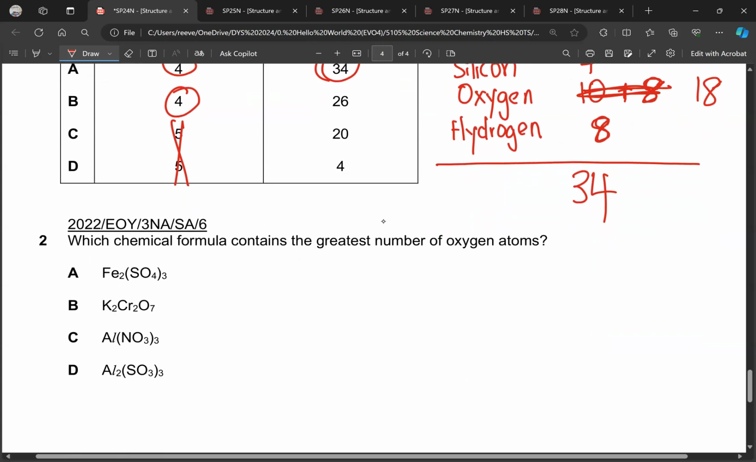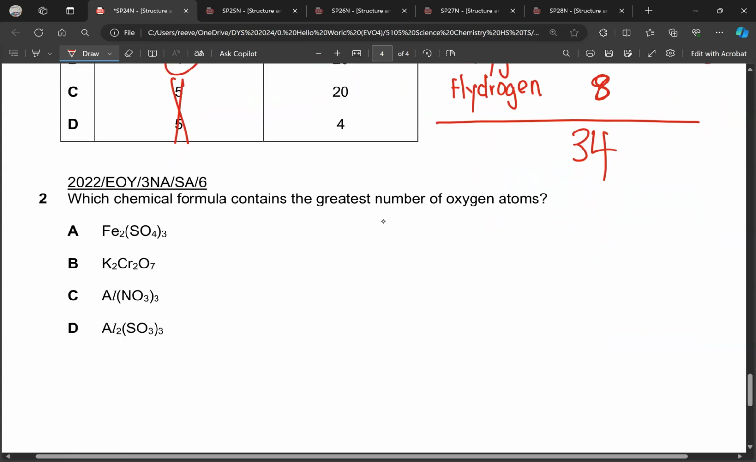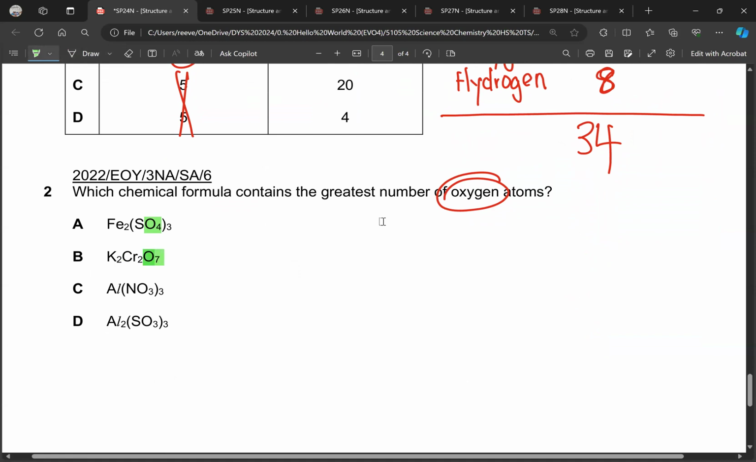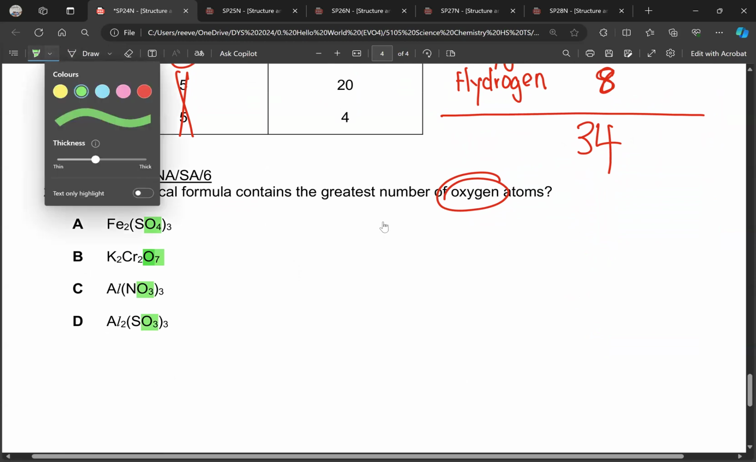Which chemical formula contains the greatest number of oxygen atoms? Wow. Okay, let's do some math. I'm just interested in oxygen only. I don't need to go through all the hassle of finding every single element. So I only focus on oxygen. Let me highlight the oxygen for you. This is the oxygen. Yes, only the oxygen I'm interested in.